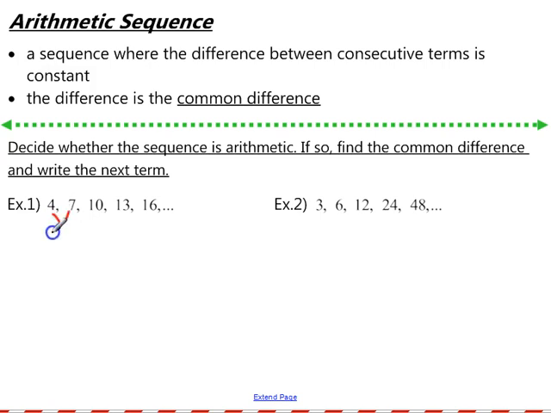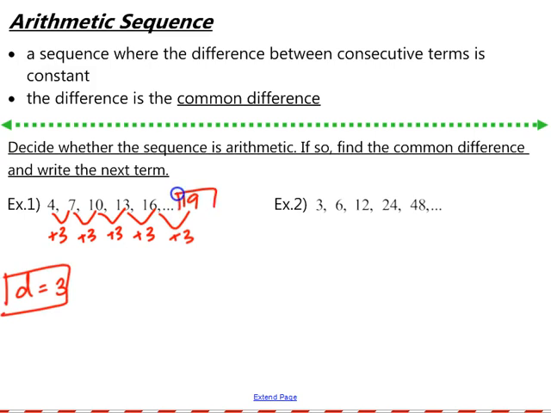So from 4 to 7, we added 3, 7 to 10, we add 3, 10 to 13, add 3, and 13 to 16, add 3. So that means our common difference is going to be 3 because we keep adding 3. So to get our next term, we want to add 3, which is going to be 19. So here's our common difference, and here is our next term. I want you to go ahead and pause, try example 2, and check back with me when you're finished.